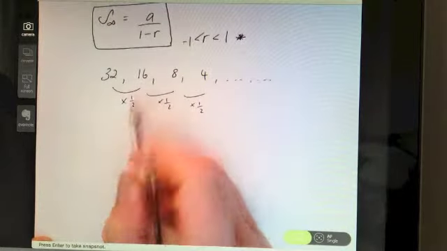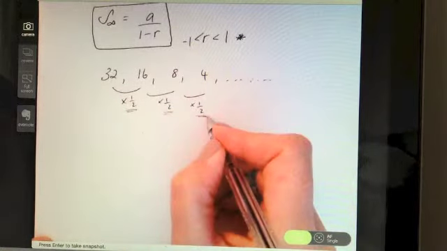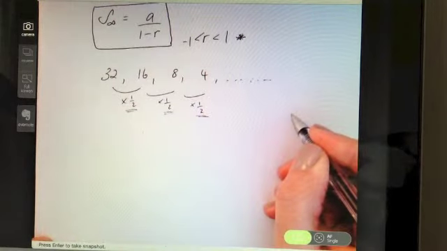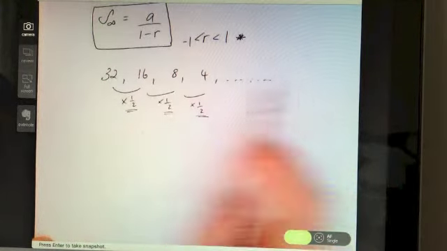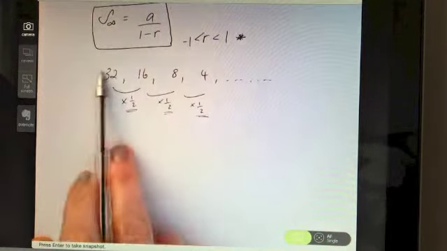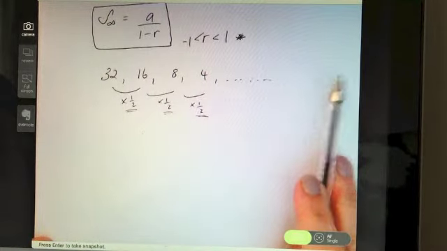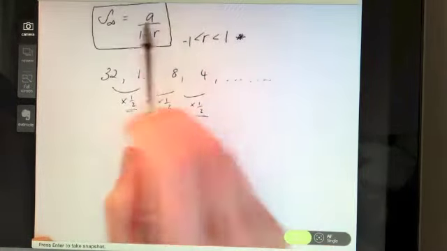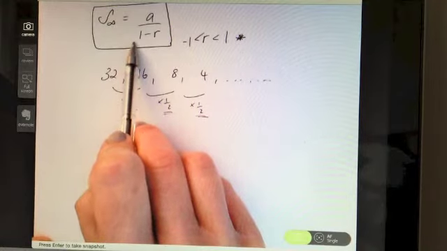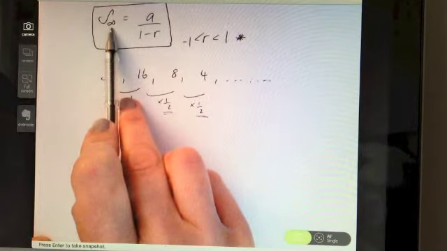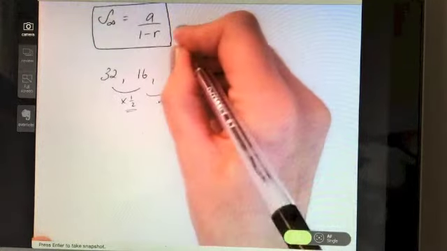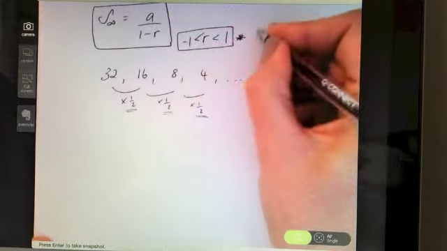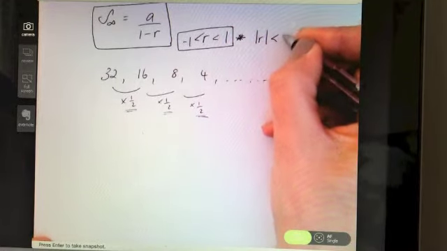And because your common ratio is a fraction, and because the series as it goes forward gets smaller and smaller, that's how we can actually find out the sum of the infinite terms, because we know it's got to tend towards something. Okay, so the only way that you can ever be asked to find the sum to infinity of a particular series is if the common ratio is between -1 and 1. And another way of writing that is the modulus of r has got to be less than 1.